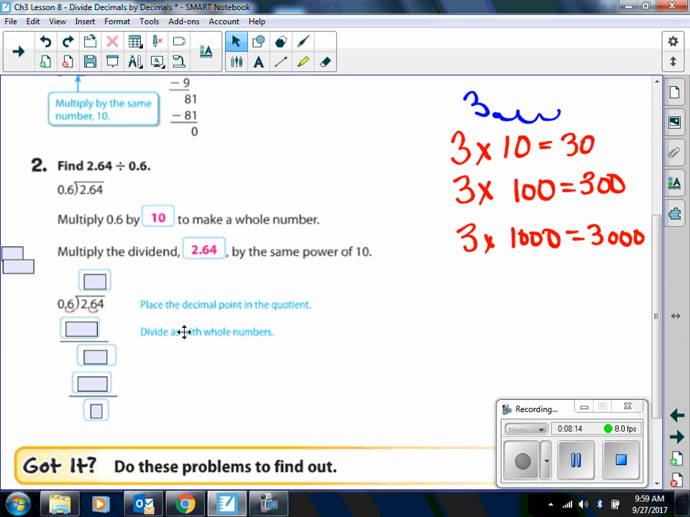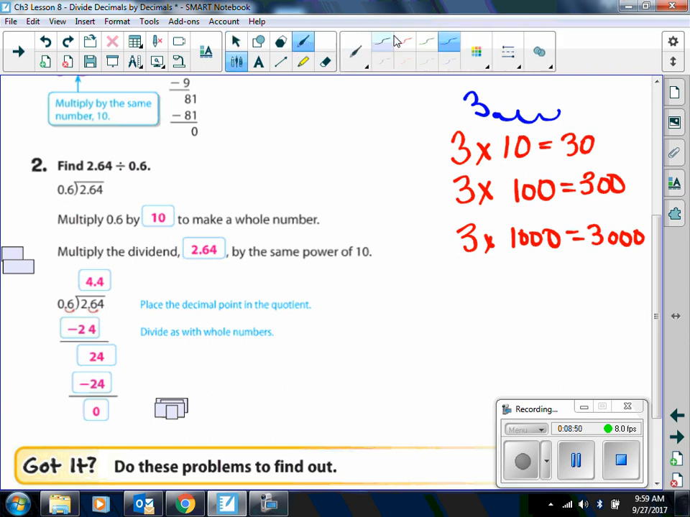So now we just divide like normal. Okay? So 6 goes into 26 how many times? 4 times. So 4 times 6 is 24, and then we subtract. Then we get 2. And then we're going to bring down the 4, right? So there's the 4. So how many times does 6 go into 24? 4 times. And then 6 times 4 is 24. And we have a 0 remainder. Very good. And do you see where the decimal is? So we move the decimal to the right one. So my answer, there it is right there.